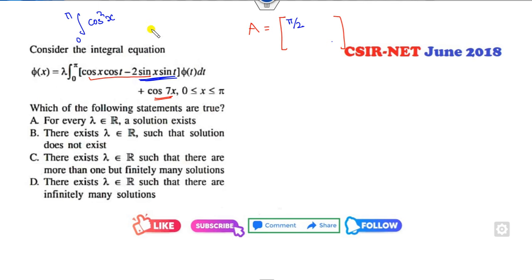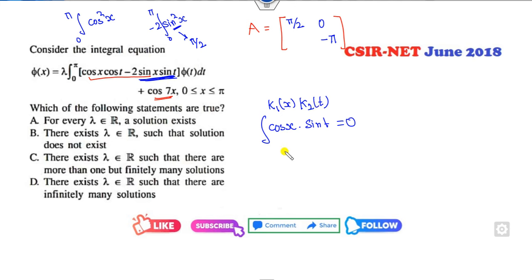It's 2 minus 2 sine square x from 0 to pi. This answer is pi by 2, and the minus 2 will be cancelled out. It's minus pi. Then K1(x), K2(t): K1(x) will be cos x, K2(t) will be sine of t. By the orthogonal property, it is my 0. Similarly, K2(x), K1(t): K2(x) will be minus 2 sine x, K1(t) will be cos of t. Again, by the orthogonal property, it is my 0.